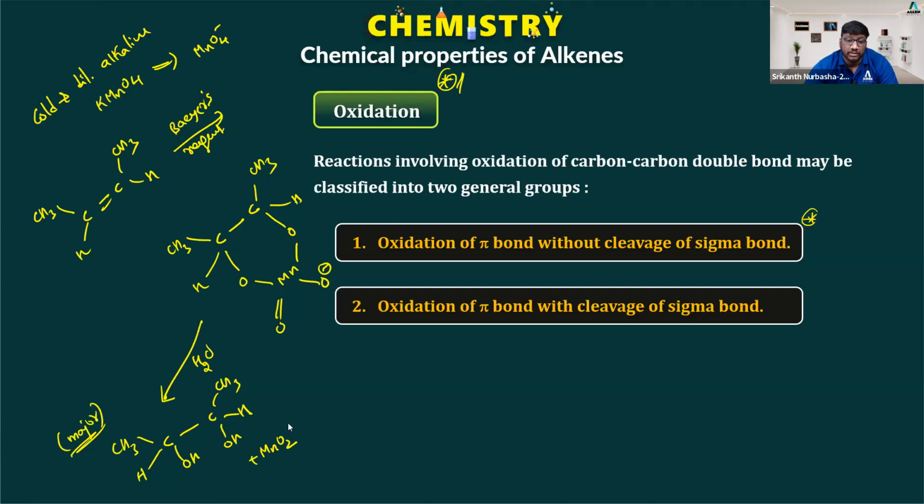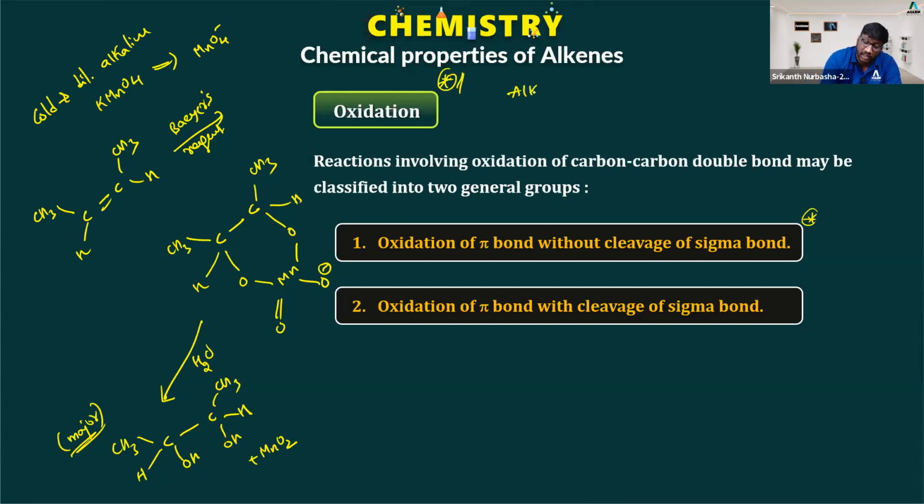Dark purple. Purple in color. Yes or no? So MnO4 minus, which is purple in color, adds to the pi electron density, forming MnO2, which is brown in color. Because of this color change, can we say that the compound has unsaturation or not? It is also a test of unsaturation.